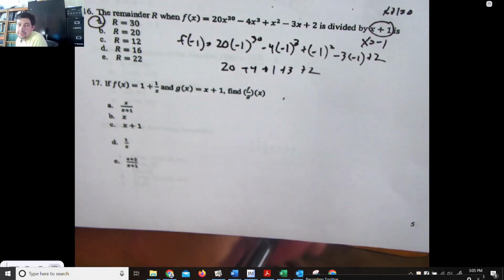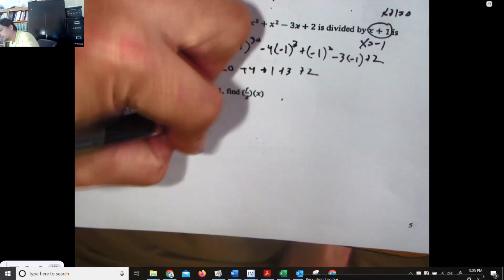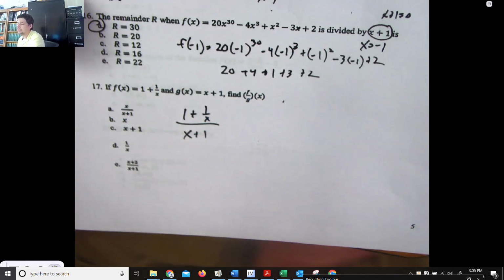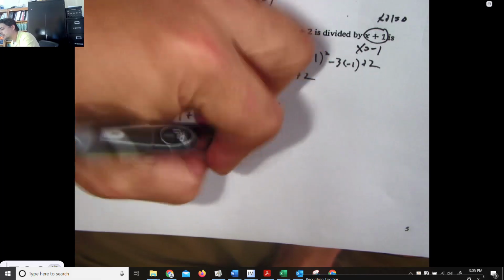And the last one, I am going to stop because I'm just brain dead tired. So I want you to literally find f over g. 1 plus 1 over x, sitting pretty over x plus 1. And I don't know how you guys are going to do this. I'm just going to do this the long way.